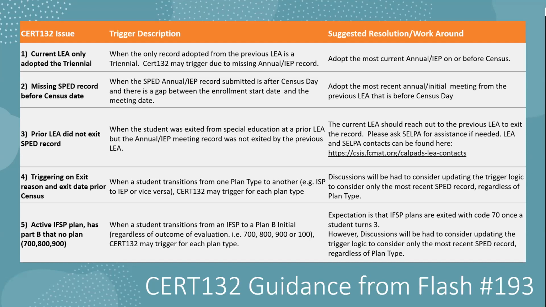Number 2, missing special education record before census day. When the special education annual IEP record is submitted after census day, there's a gap between the enrollment start date and the meeting date. Adopt the most recent annual or initial meeting from the previous LEA that is before census day.